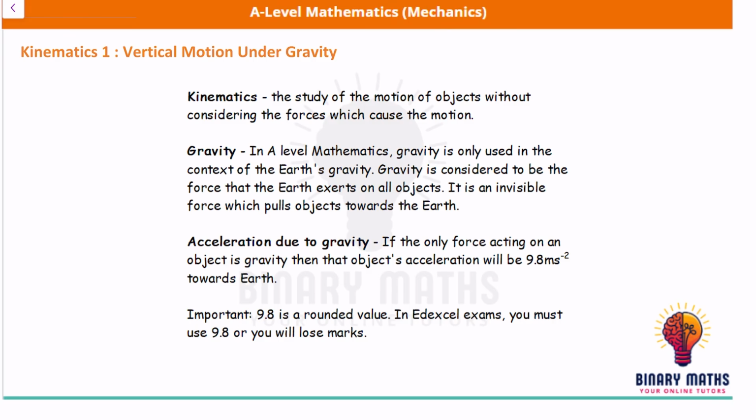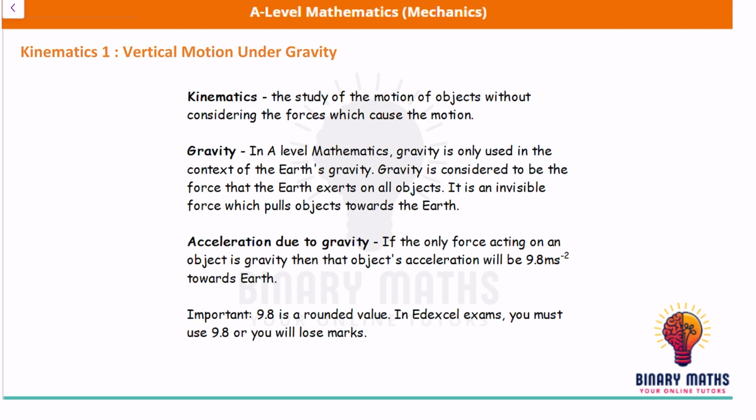This video is about using the equation of motion formulae for constant acceleration to model an object moving vertically under gravity. The force of gravity causes all objects to accelerate towards the Earth. If we ignore the effects of air resistance, this acceleration is constant. It does not depend on the mass of that object.